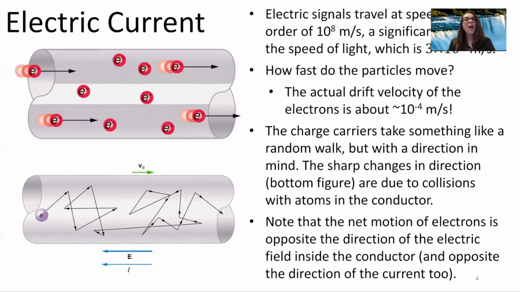So how fast do the particles move inside our wires? Our particles, our electrons, or our charges that are moving inside our wires that create the current, the electric current that we're talking about.